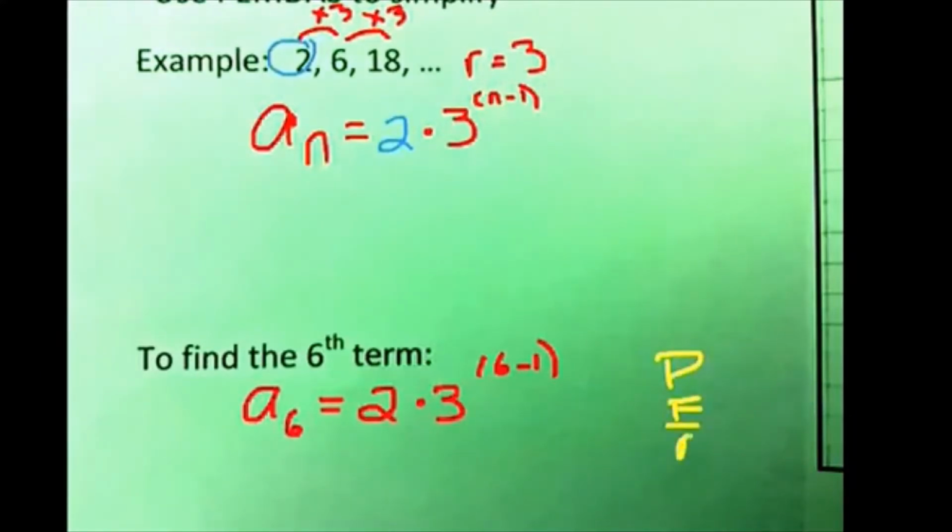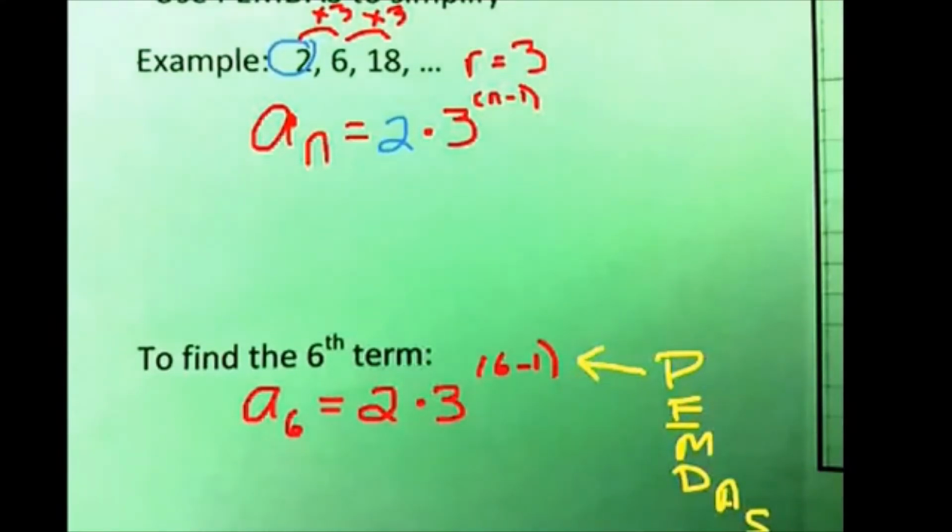But when I go down to the bottom and do the example to find the sixth term, I'm going to replace my n's with 6. So I'm really going to be finding a sub 6 equals 2 times 3 to the 6 minus 1 power. If I remember back to my days of learning PEMDAS, the first thing I need to do is my parentheses. So I need to reduce the parentheses, which is 6 minus 1. I need to just bring that down to a 5.